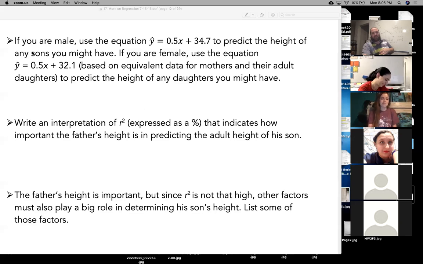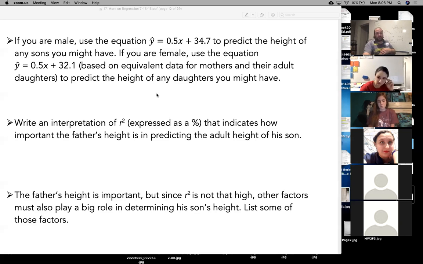Excellent. Okay. So if you are a male, and I have a few in the class, you can use this equation to predict the height of any sons that you might have. If you are a female, you can use this equation to predict the height of any daughters that you might have. So I myself am like 5'8", so that's 68 inches. So 0.5 times 68 is 34. So my kids will be 68.7 if I'm 68. So according to this model, they're going to be slightly taller than I am currently. Is that true? Who knows? I don't know. But that's what the model predicts.